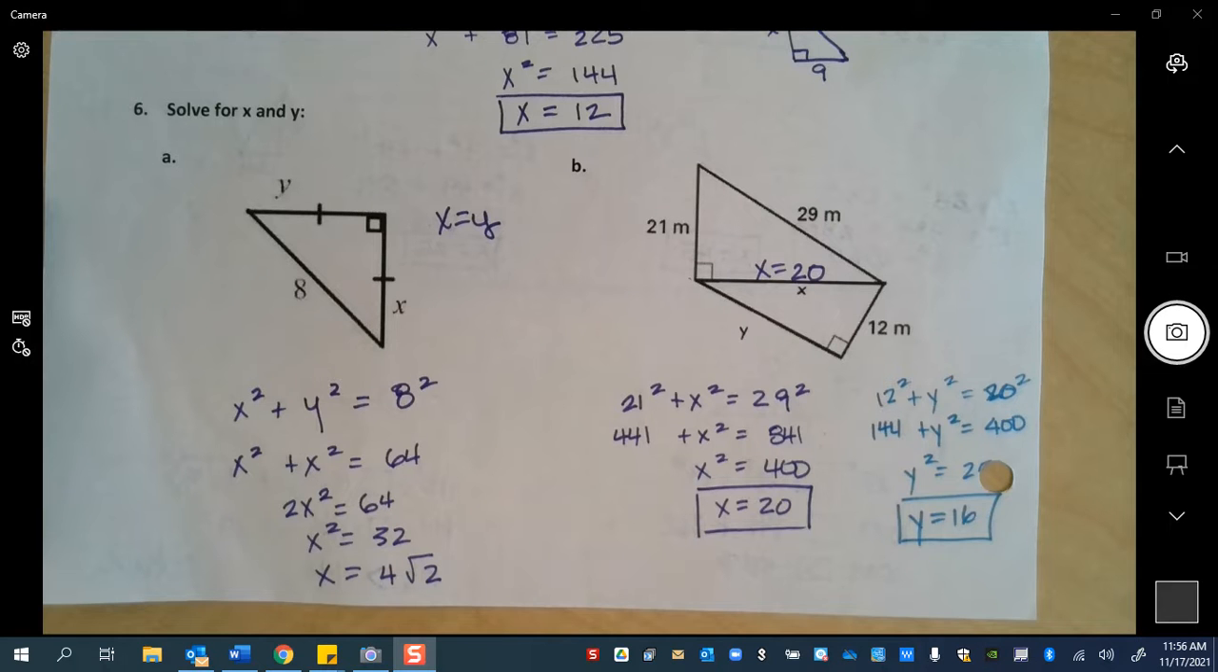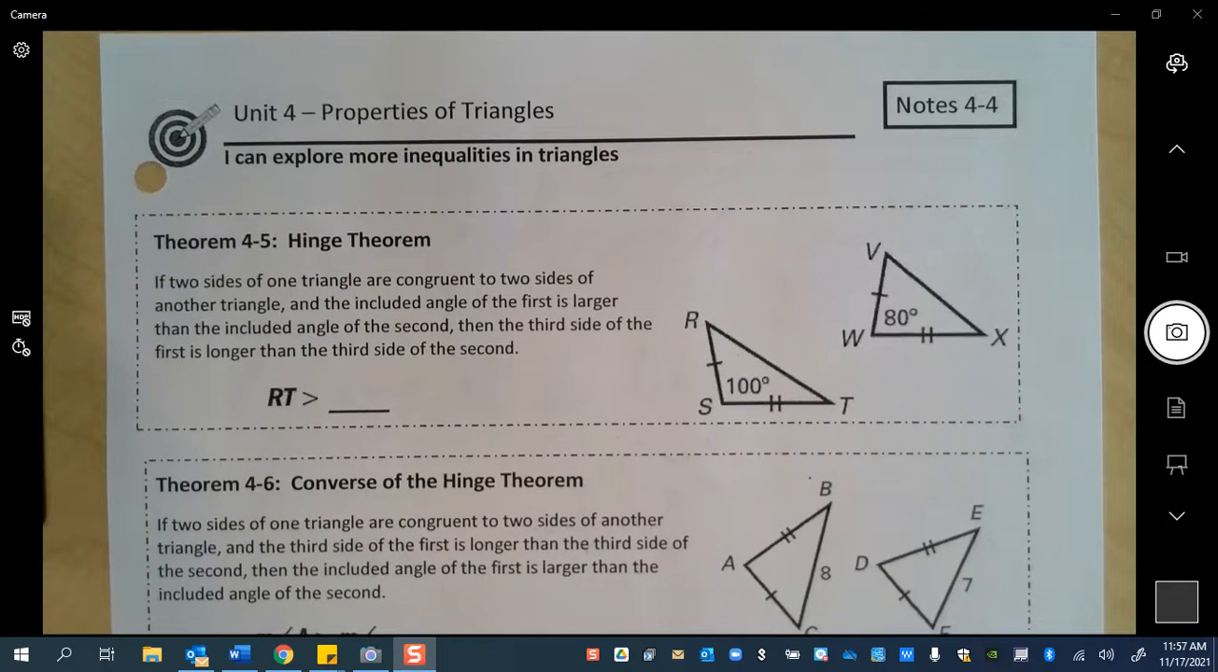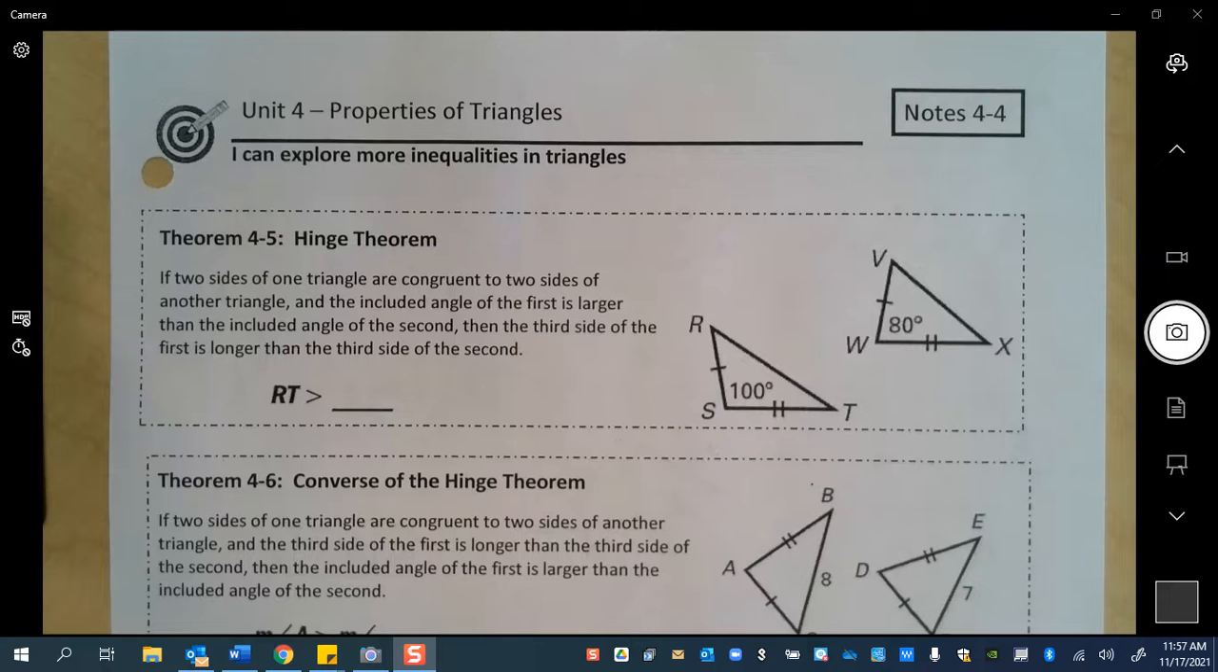Everybody okay with that homework? Okay. Back to your warm-up, please. We have one more Unit 4 thing to teach you. One more big idea. Are you with me? Okay.